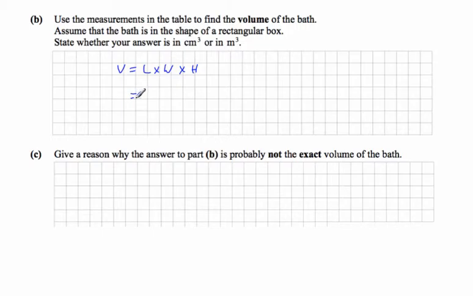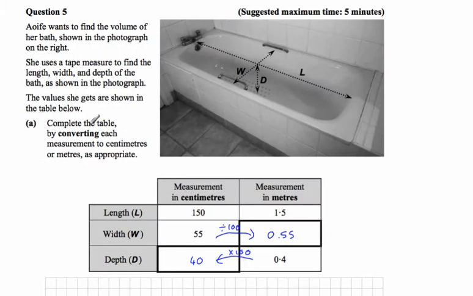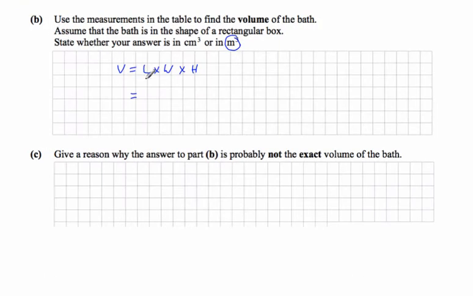Okay, so I'm going to use these values. I'm just going to stick to metres cubed. So I'm going to use the metres cubed value. So it's 1.5, 0.55 and 0.4. So 1.5 multiplied by 0.55 multiplied by 0.4.